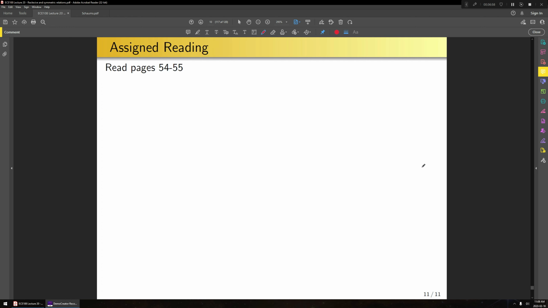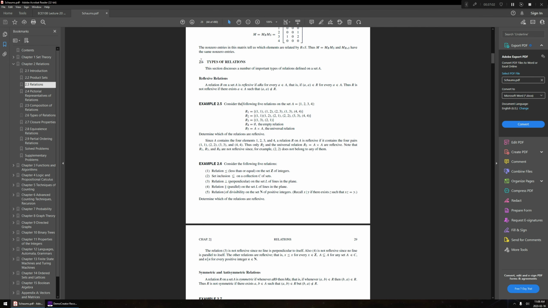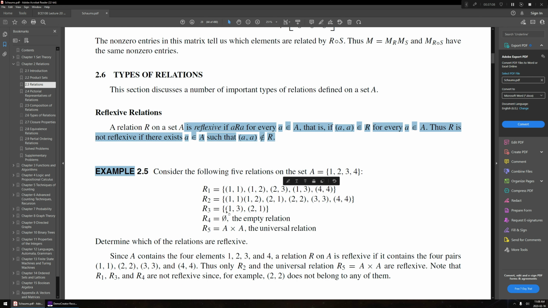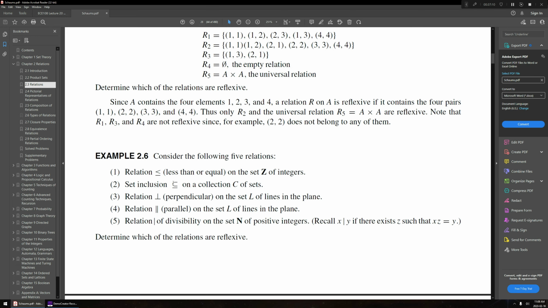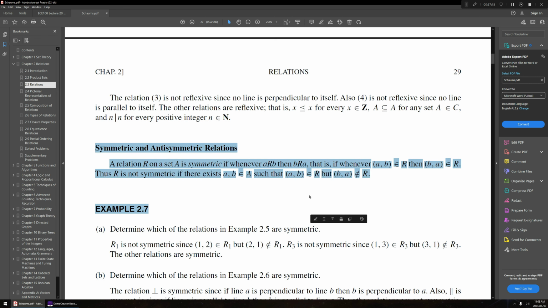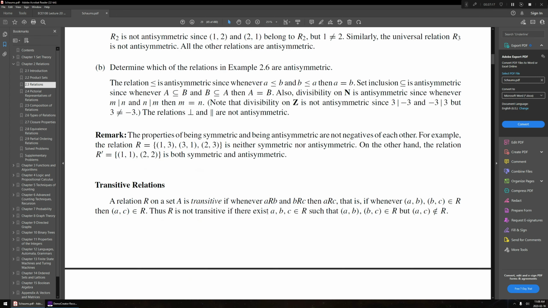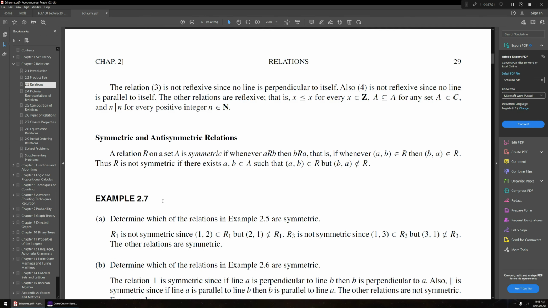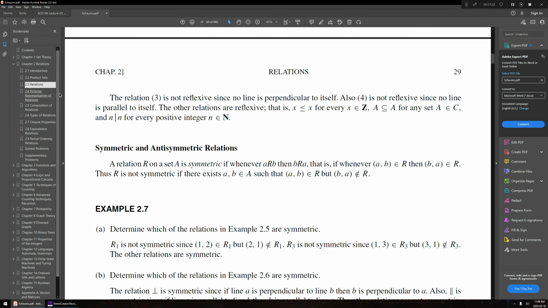For assigned reading, read these pages in Schwalm's. I'll put this in the slides, it's not there currently, but you should read the types of relations sections. In particular, read the stuff here on reflexivity. There are lots of examples, lots of chasing things out. Read here for symmetric and antisymmetric, and then this will be the next lecture. So very little reading to do for now, but definitely digest a little bit of that.